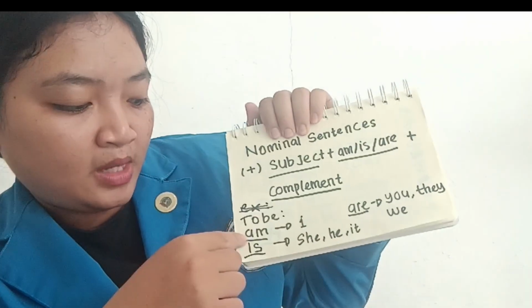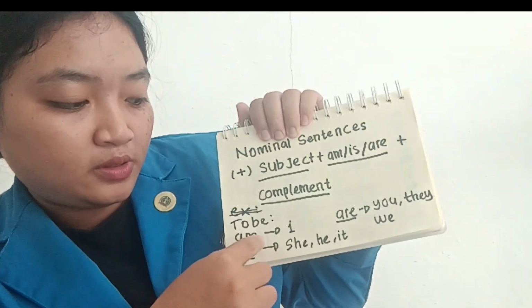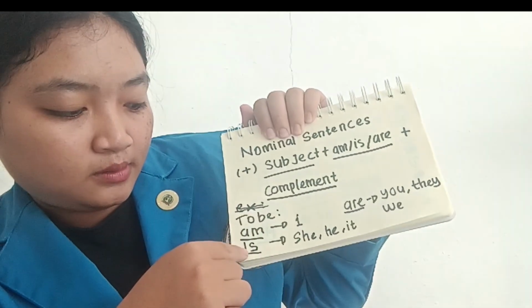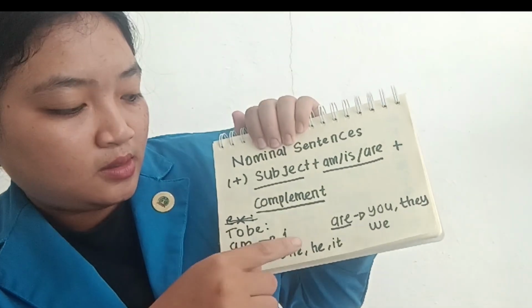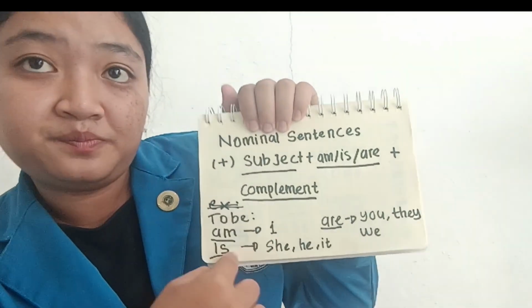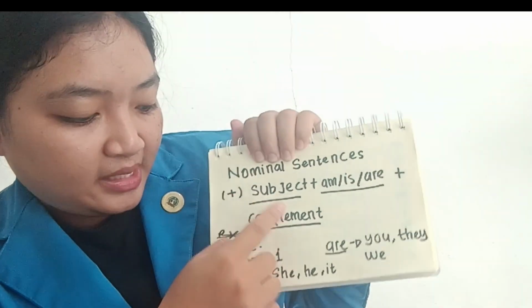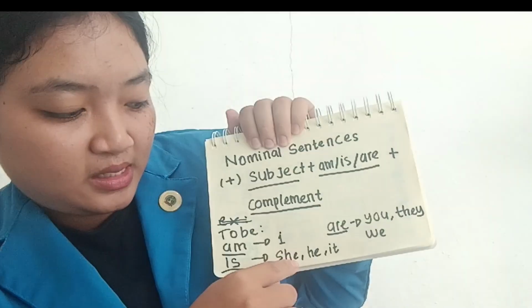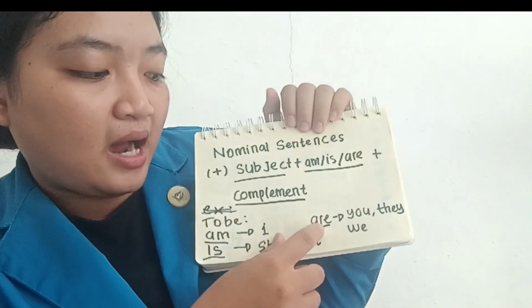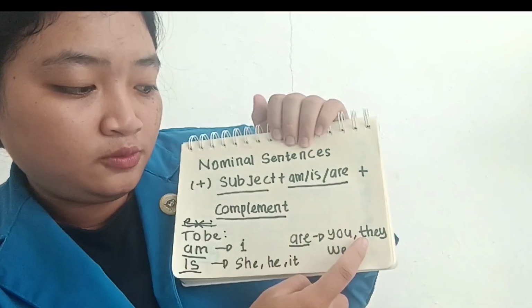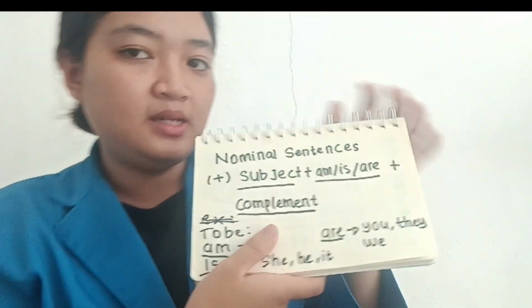For to be, we use am if the subject is I, and is if the subject is she, he, it, and are if the subject is you, they, we.